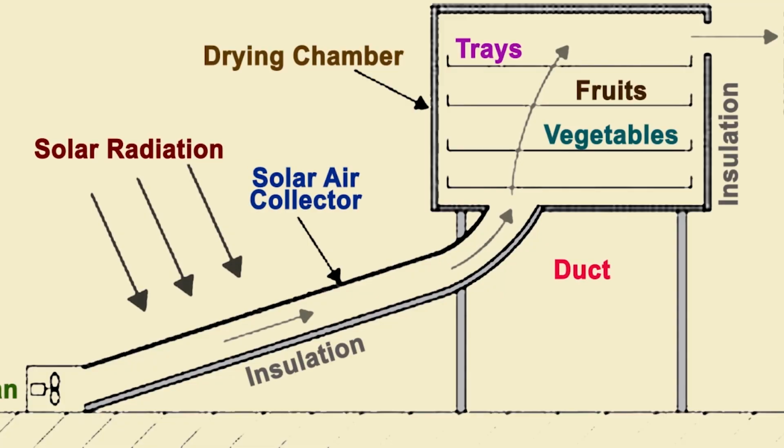So we need a drying chamber where we can dry any cereals, vegetables, fruits. We pass the hot air coming from the solar air collector, which is roughly 50 degrees centigrade, to the dryer, we feed in the materials, and then within 5 to 6 hours it is dried.